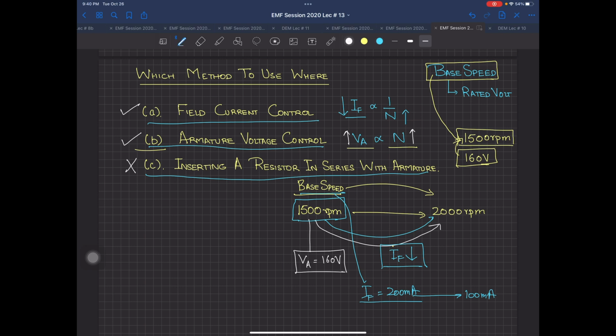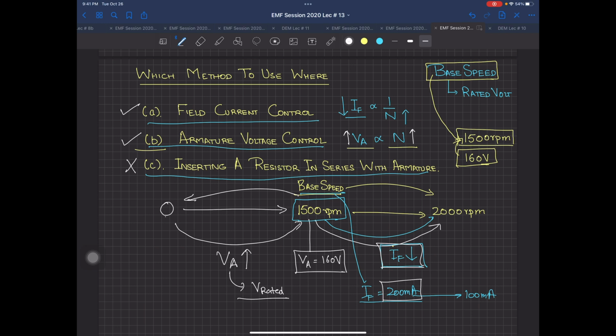And the second method of control, where you want to go from 0 to your base speed, is where you have to use armature voltage control. Why? Because if you increase the armature voltage from 0 up to the rated value on the nameplate, the motor will still run. But you cannot use the field current method below the base speed, for the very same reason. If you are already at 200 milliampere at the base speed and you want to reduce your speed, you would have to increase your field current, and you cannot go beyond 200 milliampere because you will burn the windings.